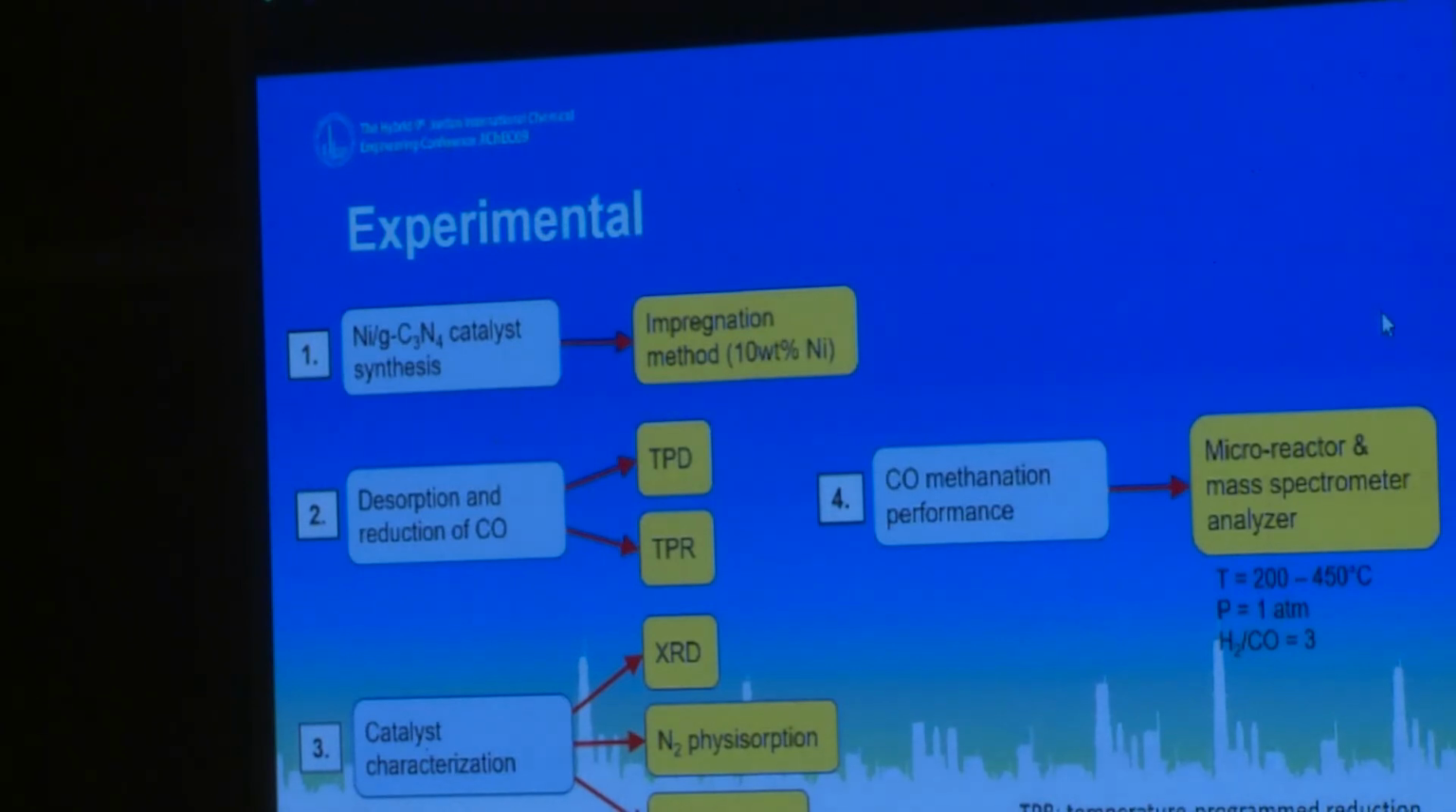The experiments are described as follows. First, we synthesized the nickel-supported carbon nitride catalyst using the impregnation method with 10% nickel loading. Secondly, we conducted the desorption studies using TPD, temperature programmed desorption, and the reduction by CO using TPR, temperature programmed reduction. Next, we conducted the characterization by XRD, X-ray diffraction, nitrogen sorption, and X-ray photoelectron spectroscopy. And finally, we conducted the methanation performance test using a microreactor and mass spectrometer analyzer.